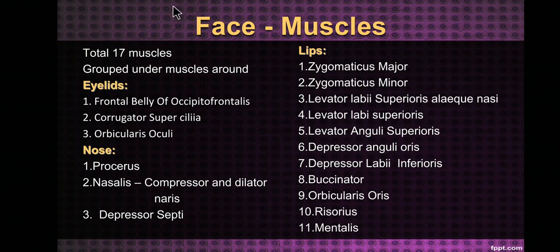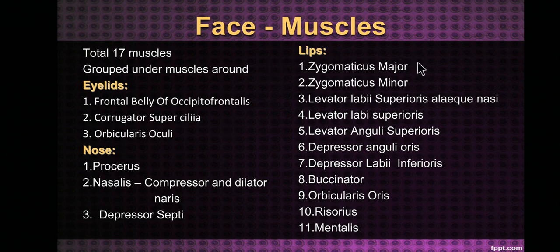So these are the muscles mainly around the eyelids: occipitofrontalis, orbicularis oculi and corrugator supercilii. Then procerus, nasalis and depressor septi. Nasalis can be divided into compressor naris and dilator naris. The external nostrils, the openings, can be closed or opened. Certain persons can actually do this.